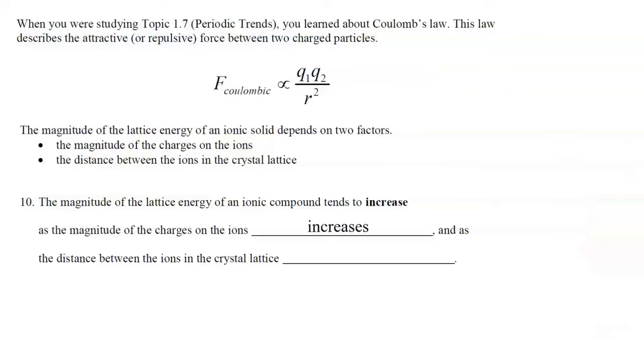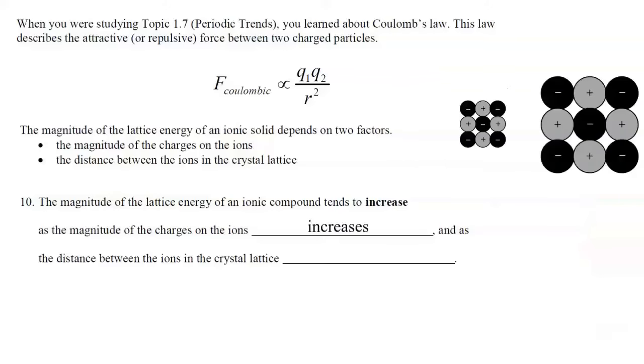Now let's take a look at these 2 particle diagrams. The ions have the same magnitude of charge. They're all +1 and -1, but on the left we have smaller size of ions, so they are closer to each other in the crystal lattice. And on the right we have larger size of the ions, so the distance between them is farther apart.